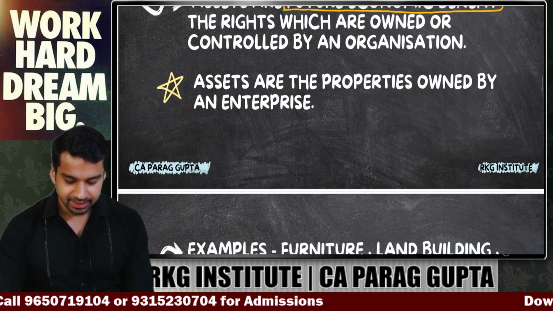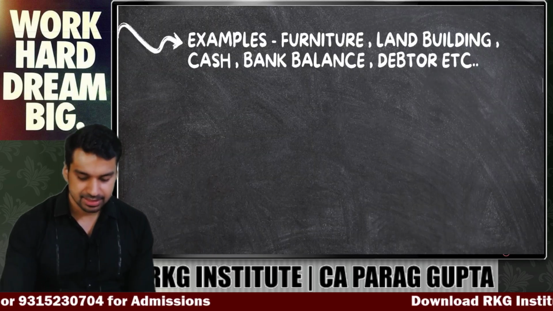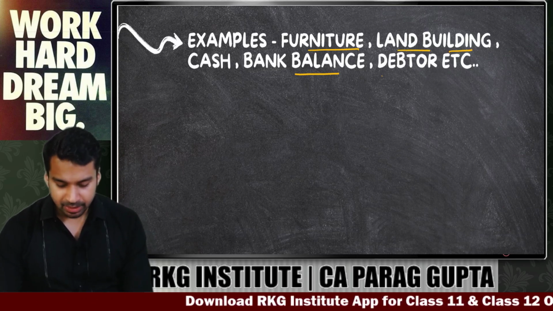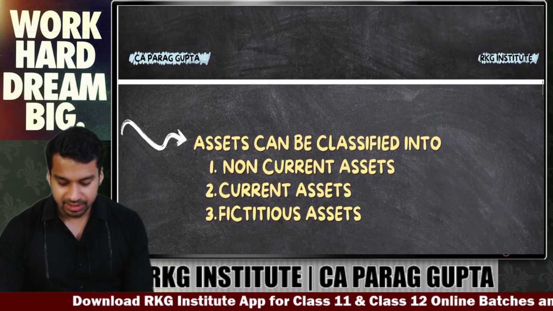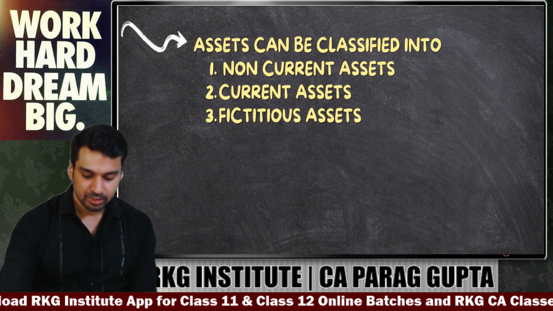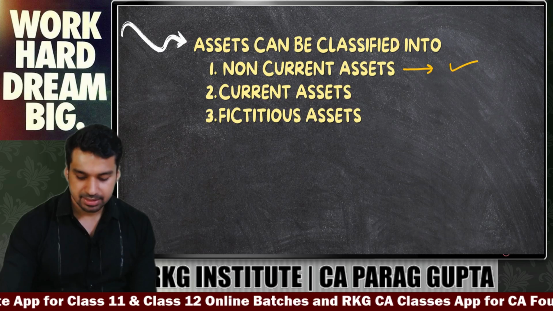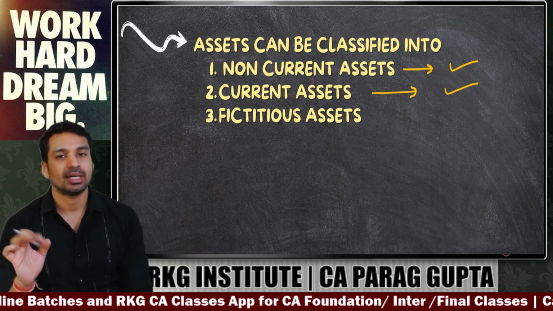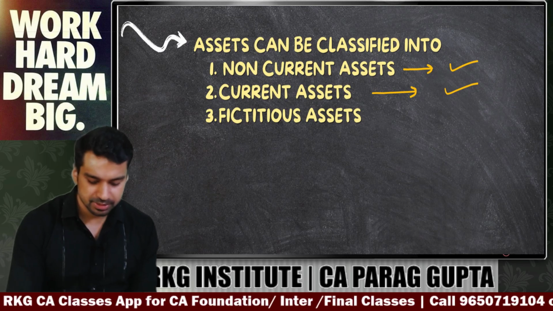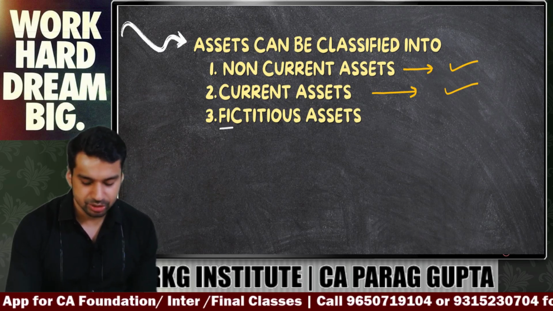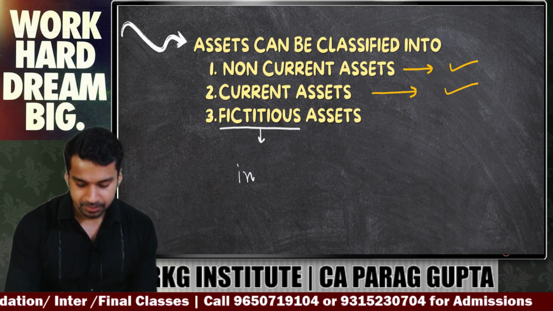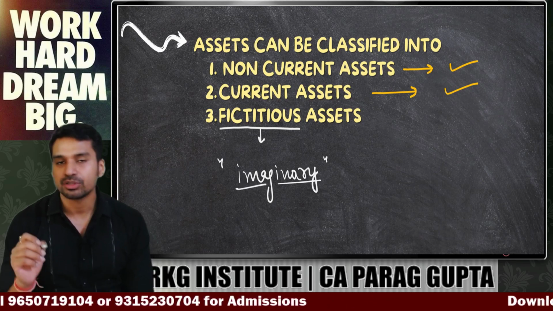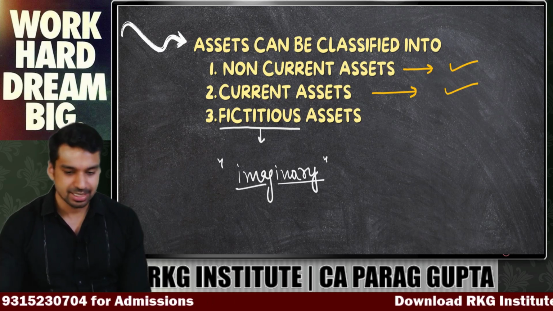So we generally classify assets into 3 main categories. These are the examples which I have told you, like furniture, land, building. Further examples are coming. But while talking about the classifications, there are 3 main classifications of asset. One is non-current asset, other is current asset. These 2 are the main classifications, but a third one is also there, which is not so relevant right now, but you must understand it for theoretical purposes: that is fictitious asset. Fictitious means imaginary. So it is a kind of not so relevant asset, but we have to study it for theory purposes.